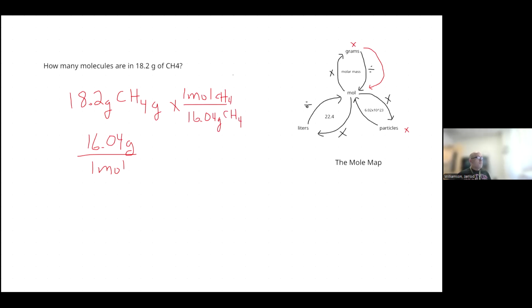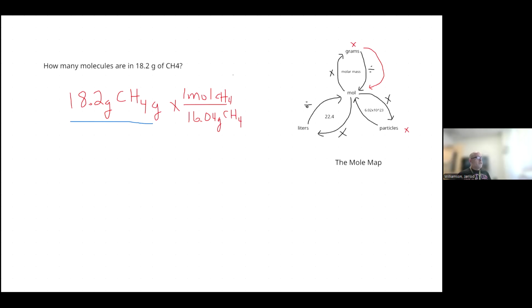Because it's like here, if I were to divide this divided by this fraction, you would invert this fraction and multiply. Now, if I invert this fraction, I end up with 1 mole over 16.04 and then multiply. So when you have something and you divide it by a fraction, you invert and multiply, and that's what you get here. Okay, that's what's going on.